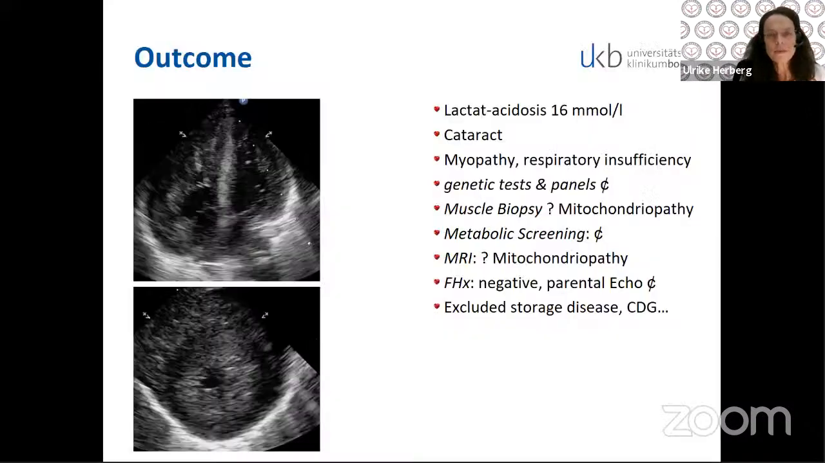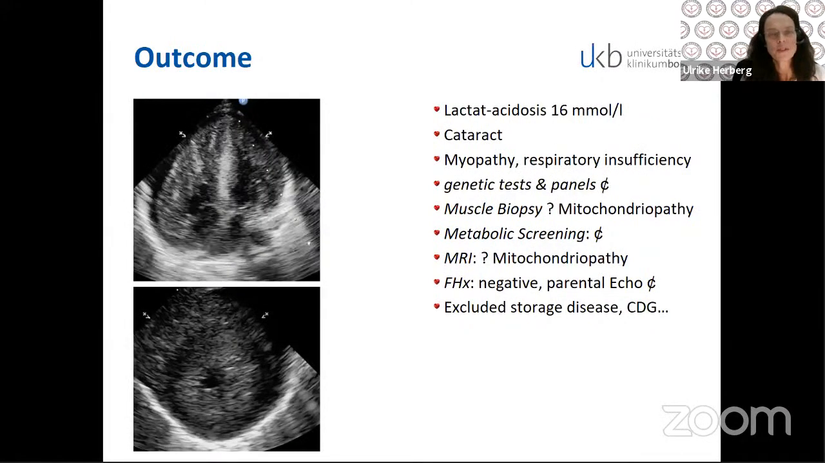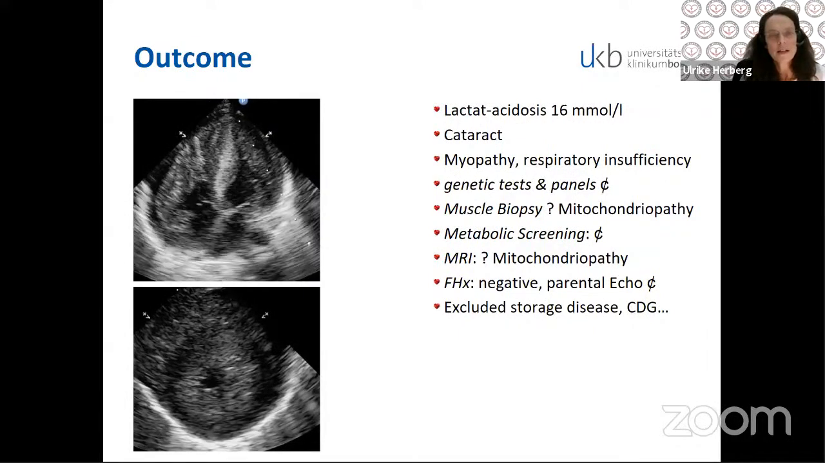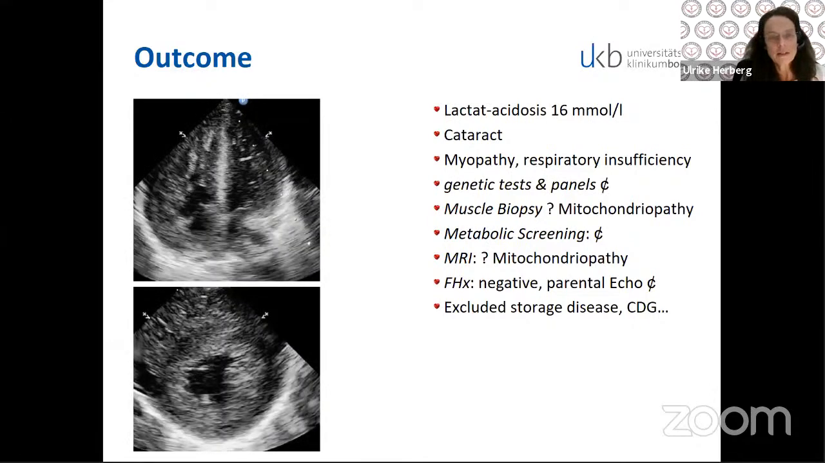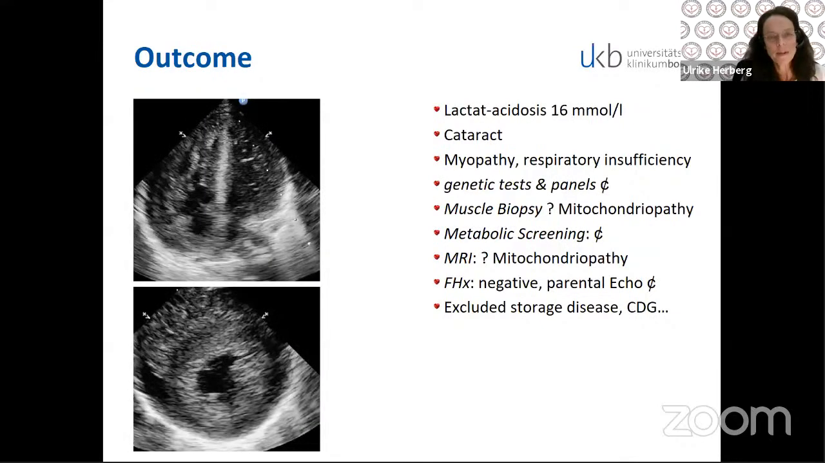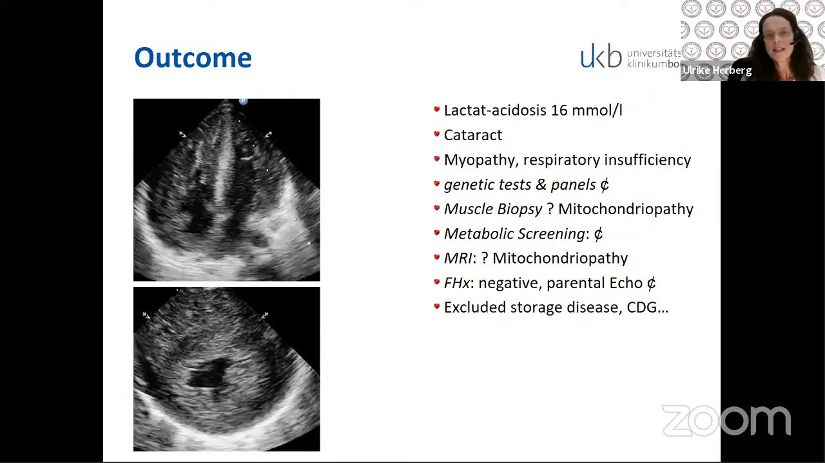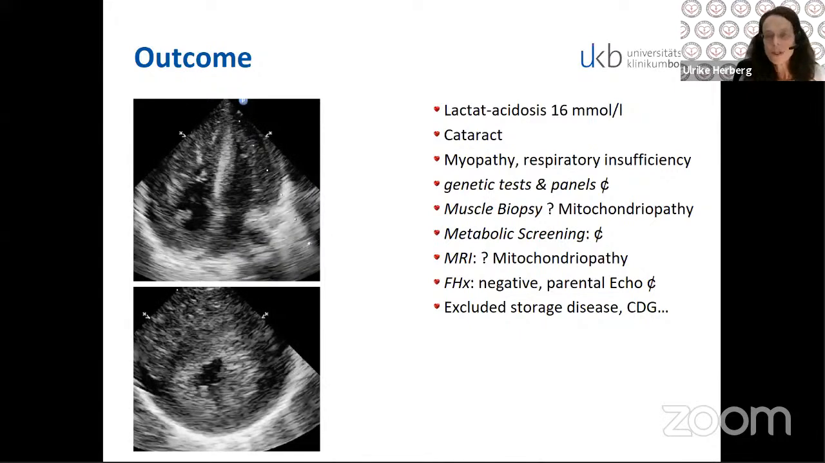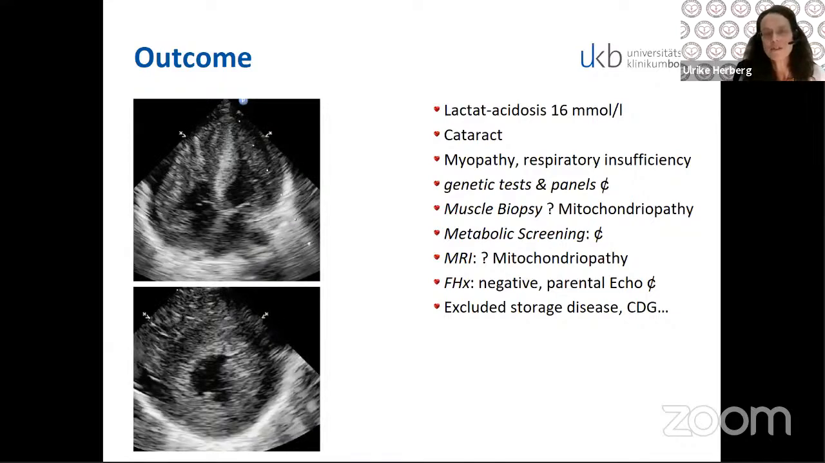Let's go on. So this child was born, and now we are able to see the first echocardiography after birth with a biventricular hypertrophy, very large septum, and maybe also kind of non-compaction. But the neonate developed severe metabolic acidosis, had a cataract, had respiratory insufficiency due to myopathy, and had to be intubated after 2 days.